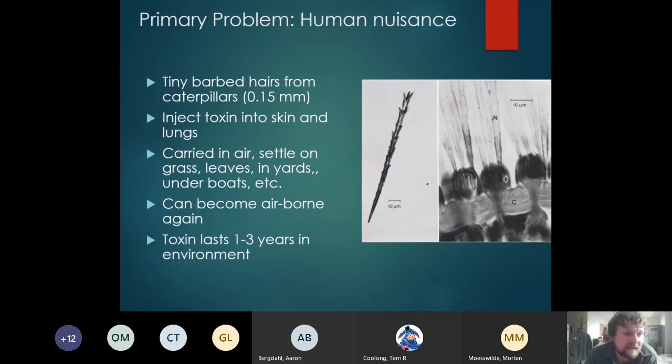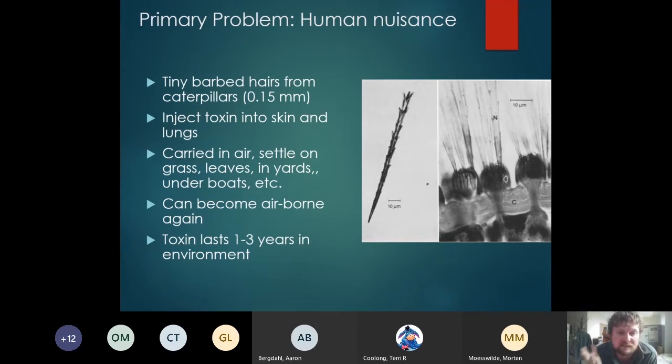These hairs are very tiny and barbed. They're also hollow. So when you get these hairs on your skin, not only are you getting a mechanical irritation from the barbs, but you're also getting a chemical irritant from the toxin that's injected. Basically these hairs can become airborne very easily, and they settle on leaves and grass and brush, and that's one of the ways that people come into contact with the hairs most often.